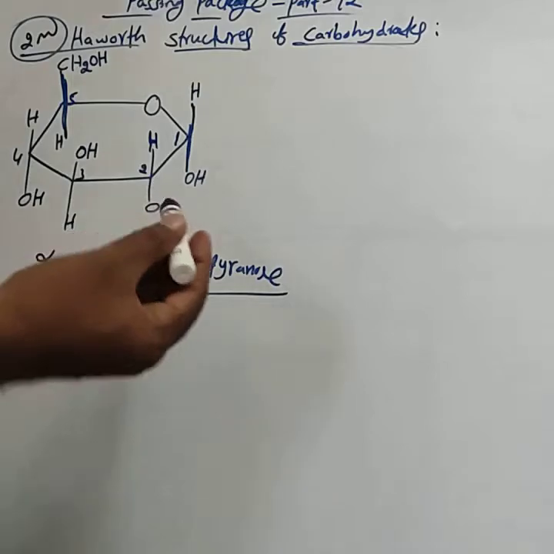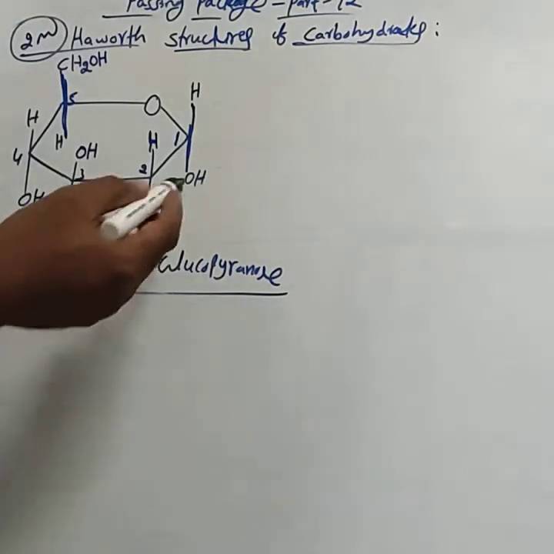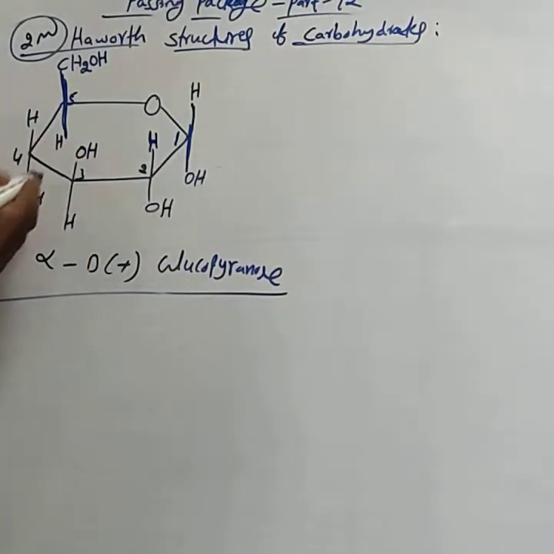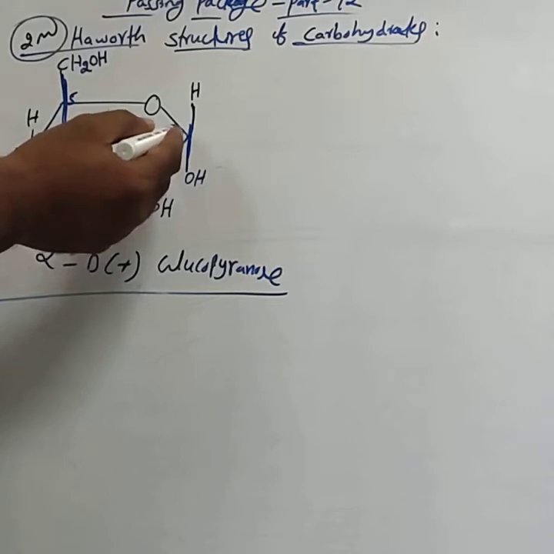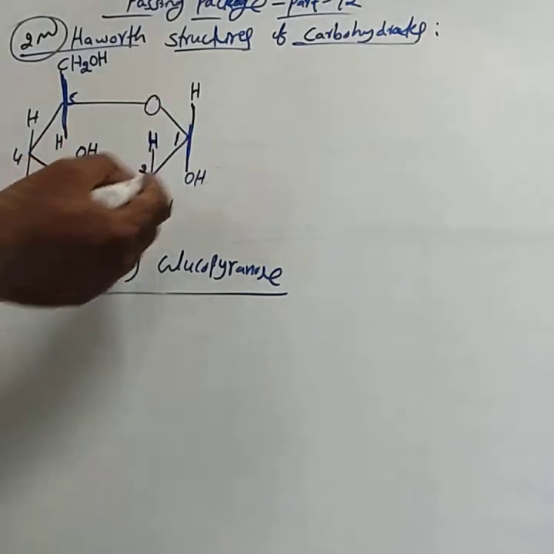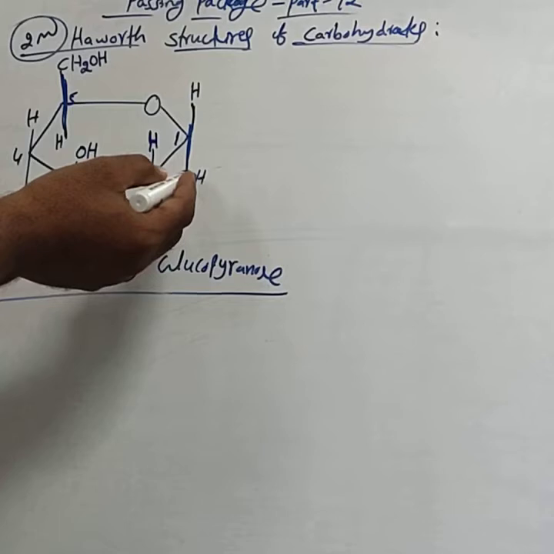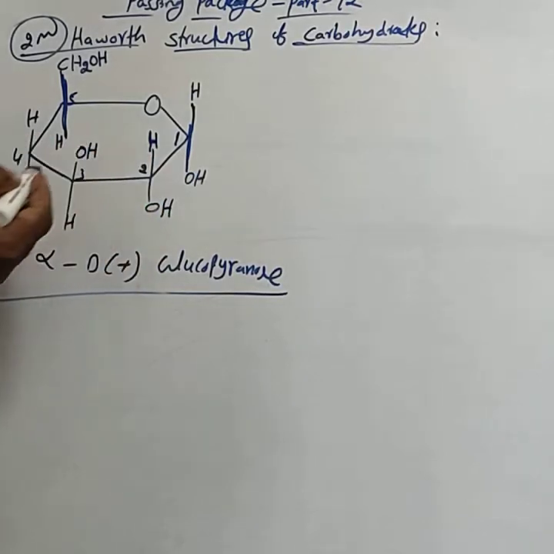This is the alpha D plus glucopyranose. That is KK make K. Consider the 4 corners: OH groups below, above and below. At the 5th corner, it is CH2OH above.